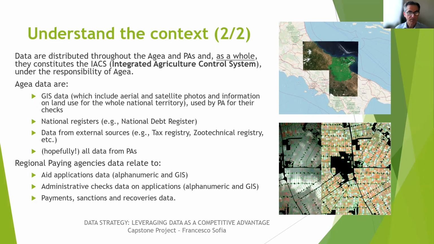About the data that we manage, data are distributed throughout AGEA and the PAs, and as a whole, they constitute the IACS, the Integrated Agricultural Control System, under the responsibility of AGEA. AGEA data are geographical information system data, which include aerial and satellite photos, as you can see in the pictures on the right, and information on land use on the whole national territory used by the PAs for their checks. National registers, data from external sources, for example, tax registries or technical ones, and also others. And hopefully, all data from the PAs in a centralized information system. Regional paying agencies' data relate to aid application data, alphanumeric and GIS, administrative checks data on applications, alphanumeric and GIS, payments, sanctions, and recoveries data, let's say financial data.